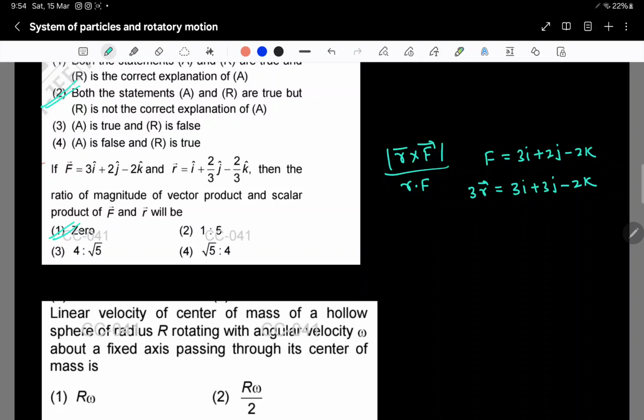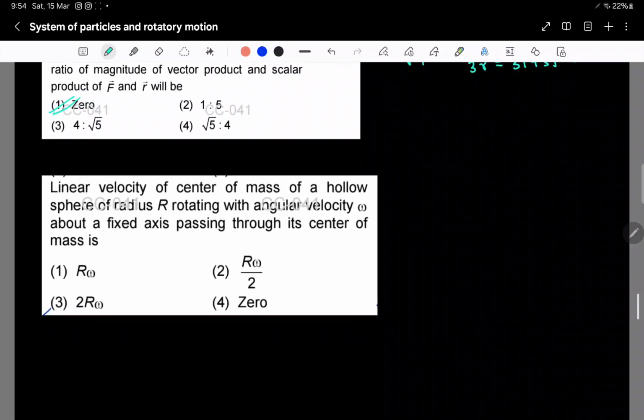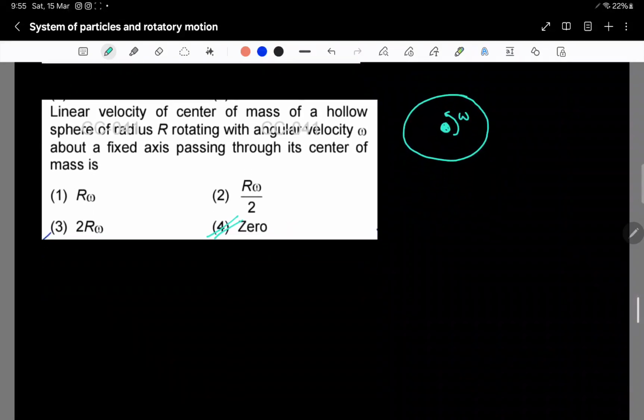It is easy only. Next, linear velocity of center of mass of a hollow sphere of radius r, rotating with angular velocity omega about a fixed axis passing through its center, about its own axis, linear velocity asked. So it is revolving with angular velocity omega. What is the linear velocity about its own axis, students? V equal to r omega, r is 0 only. So the linear velocity about its own axis is nothing but 0, students. It is also easy. Okay, linear velocity 0 about its own axis.